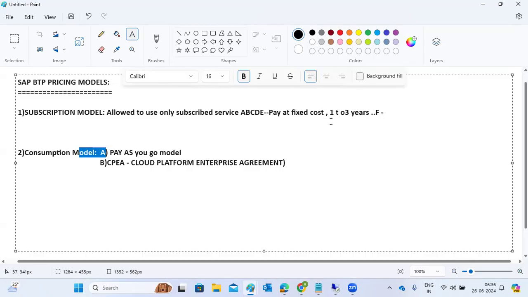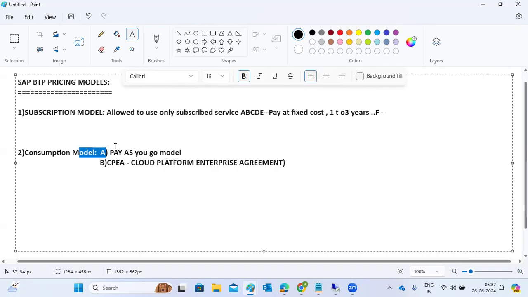Here the company will not get the flexibility, they can only get the ability with the 5 services only. Here you will get flexibility to use all the services which are in the BTP, based upon the business requirement. At any point in time you can activate or deactivate a service.